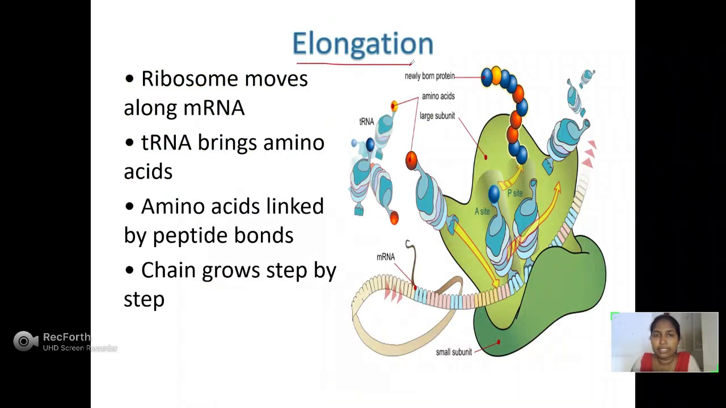And the process of elongation. The second step is the process of elongation. See, the ribosome moves along the mRNA.